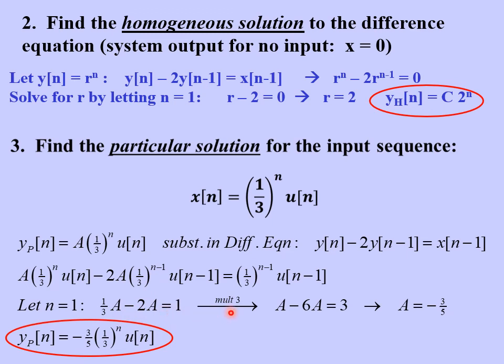To clean that up, I can multiply by 3 just to get rid of this fraction. I don't like that fraction. So a minus 6a is equal to 3, and therefore a is equal to negative 3/5. So our particular solution then is minus 3/5 times 1/3 to the n times u of n.